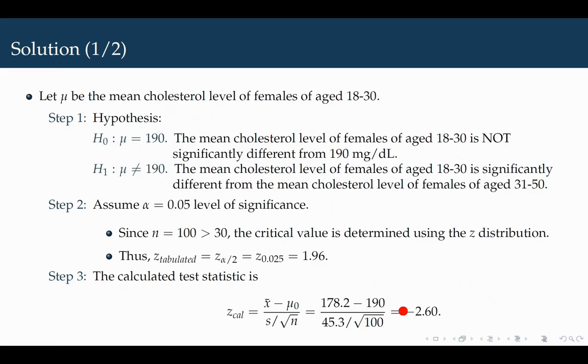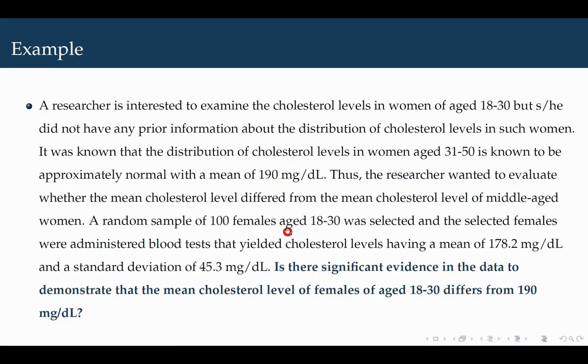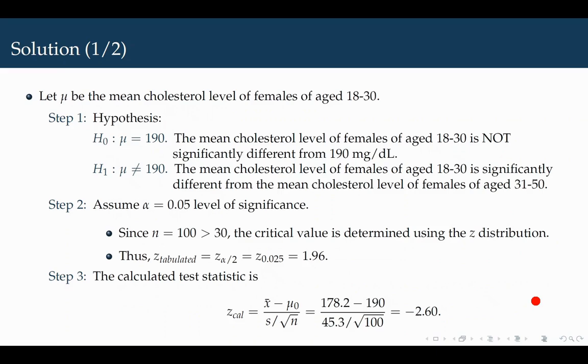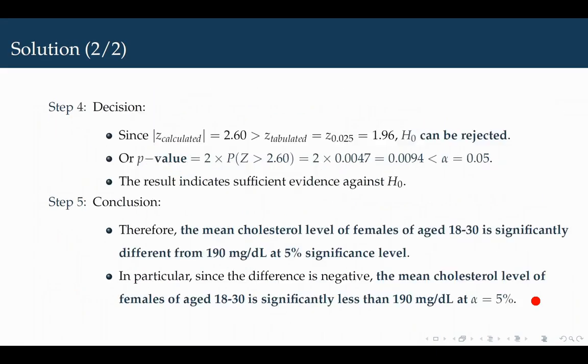So compared to that of females aged 31 up to 50, the mean cholesterol level of those women aged 18 up to 30 is somewhat less than 190. So this will be our conclusion, that the mean cholesterol level of the females aged 18 up to 30 is significantly less than the mean cholesterol level of those females aged 31 up to 50.